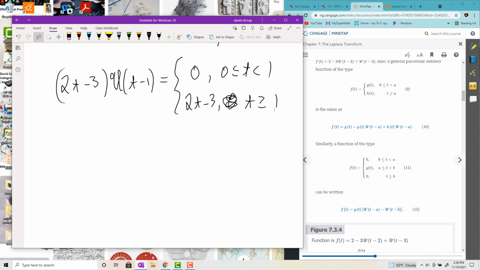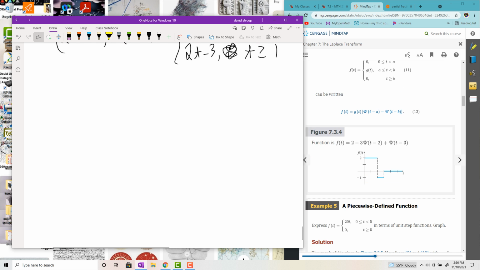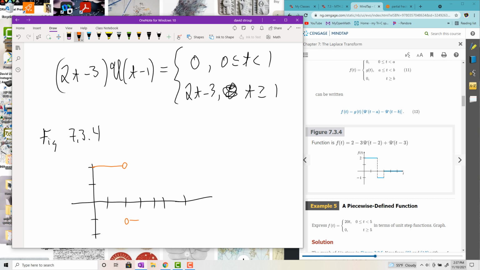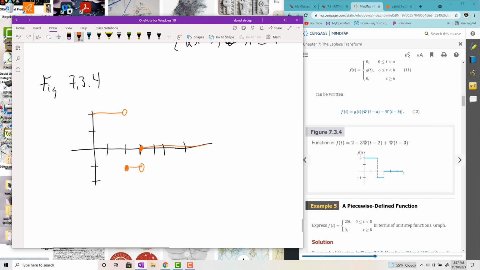So for example, this one right here, figure 7.3.4, we want to build. It has 2 parts to it. So let me put some tick marks on here before I screw around like I did last time. First I want it to be up at 2, from 1 to 2, right? And then I want it to drop down to negative 1 from 2 to 3, and then I want it to go to 0 from 3 on. So how do I accomplish that?